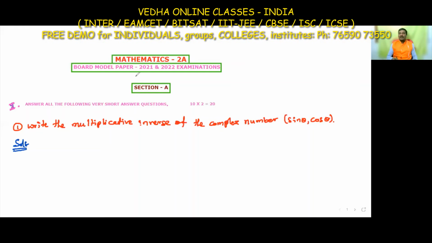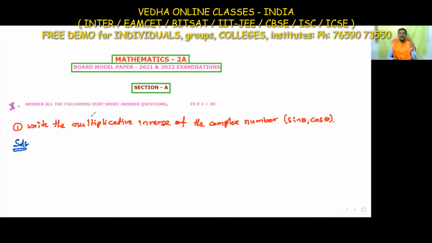Here, the Mathematics 2A board model paper. This model paper is given by the board for the 2021 as well as 2022 exams, with the given 70% syllabus. Section A has all the very short answer type questions. Out of 10, we have to answer all 10 questions. Each question carries 2 marks, so 10 into 2 is 20 marks.